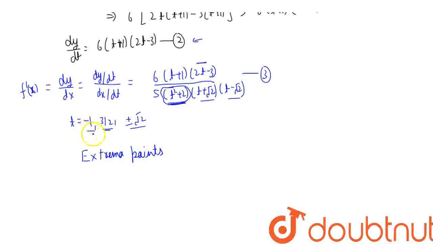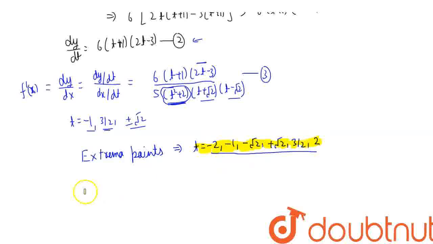So from this we can say that the extremum points are: t equals minus 2, then t equals minus 1, then t equals minus under root 2, then t equals plus under root 2, then t equals 3 by 2, and finally t equals plus 2. So these are the extrema points. This is one part of the solution which was asked in this question.